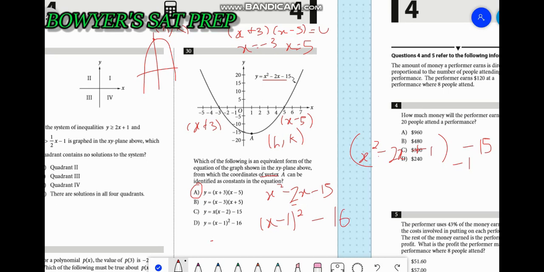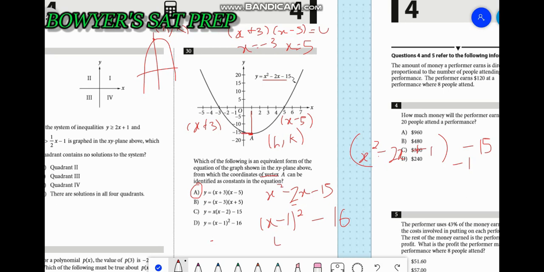But we are looking for an equivalent form of the equation of the graph from which the coordinates of the vertex can be identified, right? Which is the coordinate of the vertex? This is the coordinate of the vertex. So you see, you get it. When you take it here, you see that the coordinates of the vertex are this and this.